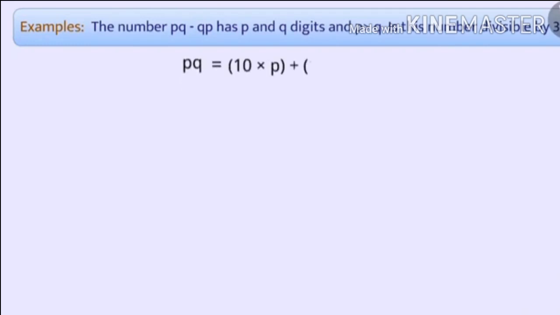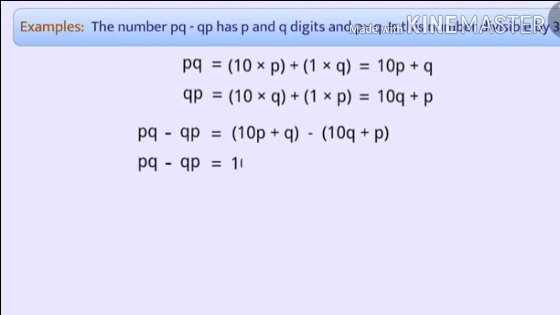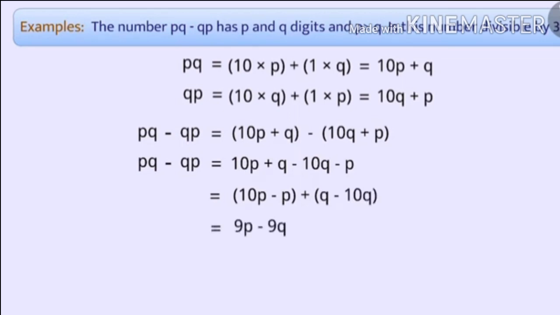We can write PQ as 10 into P plus 1 into Q, that is, 10P plus Q. Similarly, QP can be written as 10 into Q plus 1 into P, that is, 10Q plus P. In this way, PQ minus QP is equal to 10P plus Q minus 10Q plus P. This way, PQ minus QP is equal to 10P plus Q minus 10Q minus P, which is equal to 10P minus P plus Q minus 10Q, which is equal to 9P minus 9Q, which is equal to 9 into (P minus Q).